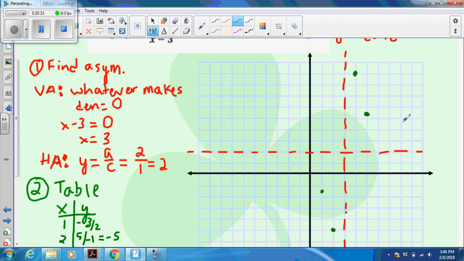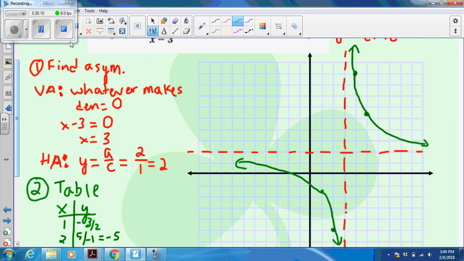Now notice, because of the x values I picked, I was able to have 2 points on the right side of my graph, and then 2 points on my left-hand side. That's basically what you want to get: 2 points on each side when you're graphing these rational functions so you can graph it. And remember that both of the sides should be approaching your asymptotes.